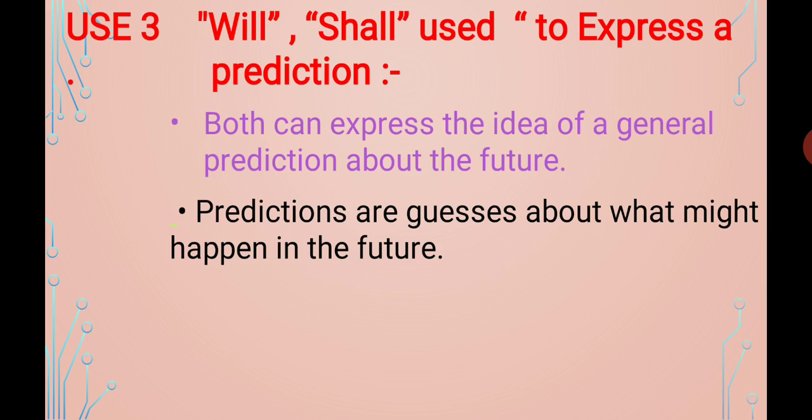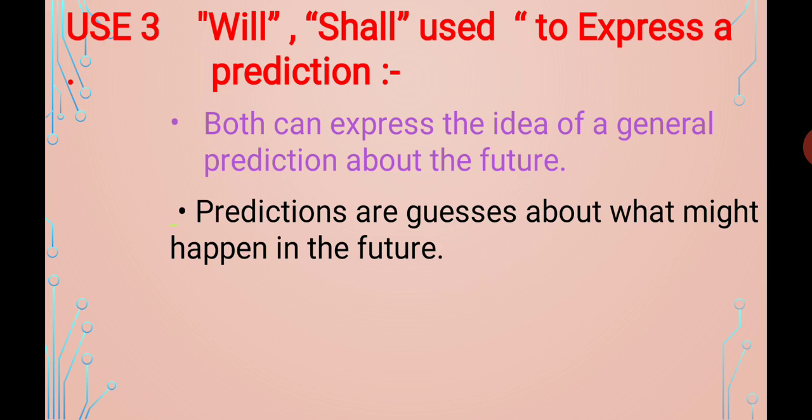Predictions are guesses about what might happen in the future. Do you know the meaning of prediction? It is guessing about the future, something that may happen in the future. It is called a prediction.